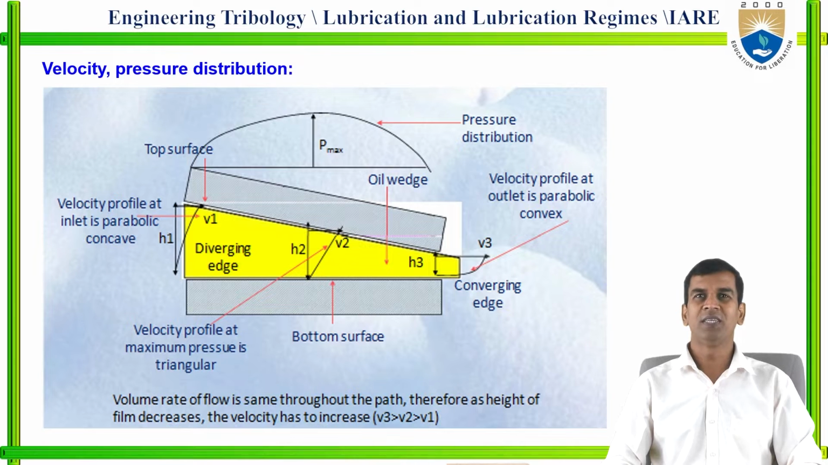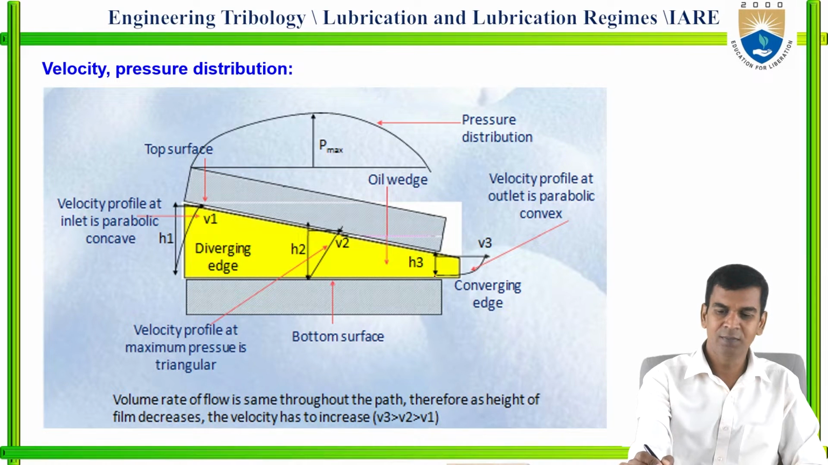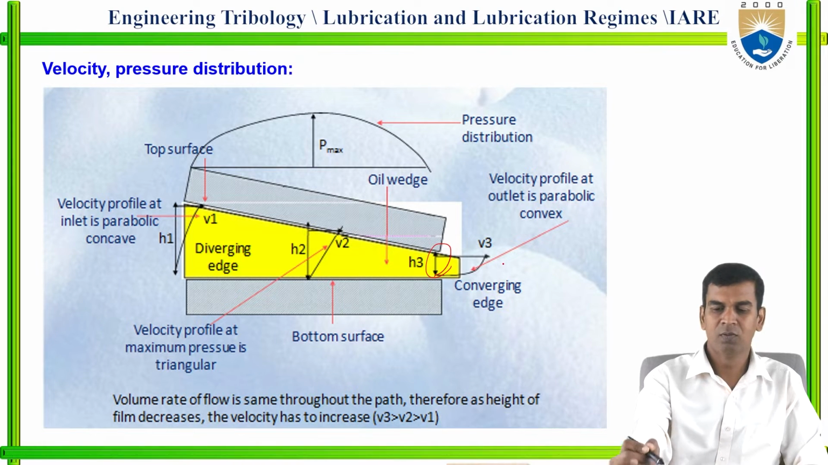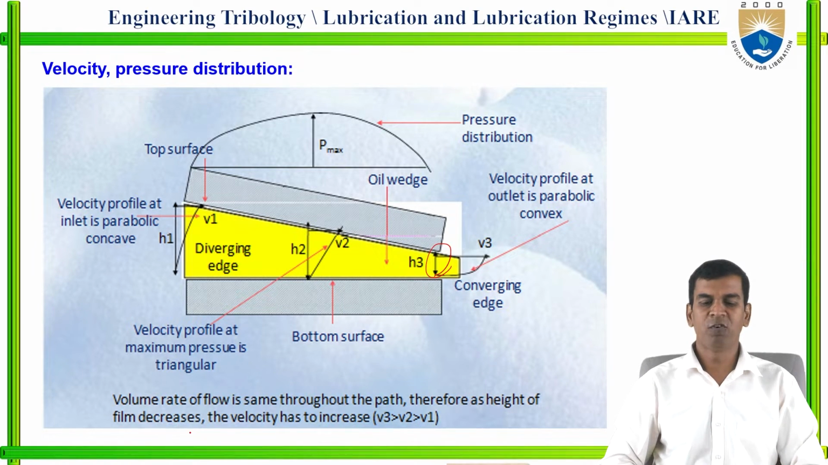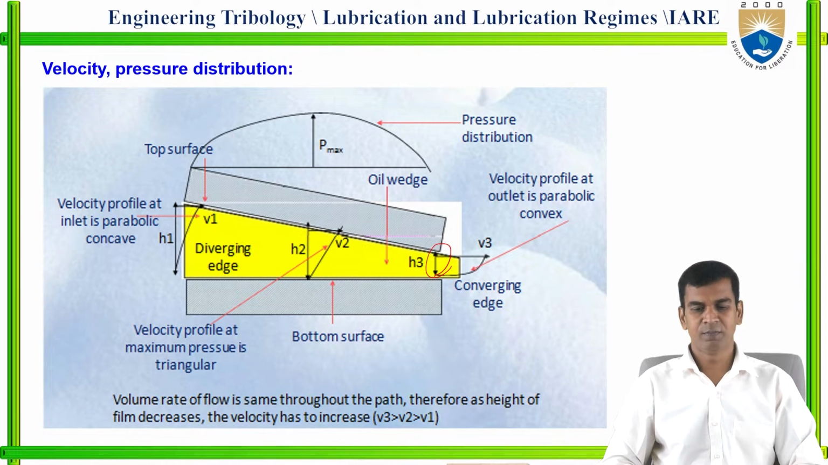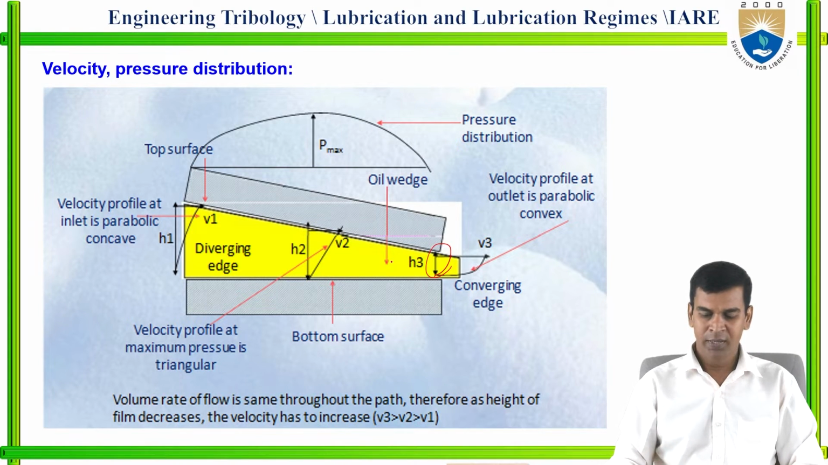Now you can see the velocity and pressure distribution. The diverging edge is the yellow color. You can see the bottom surface and the top surface, and the pressure distribution is here, and the velocity profile at the inlet is a parabolic curve. The volume rate of flow is the same through the path, therefore as the height of the film decreases, the velocity has to increase.